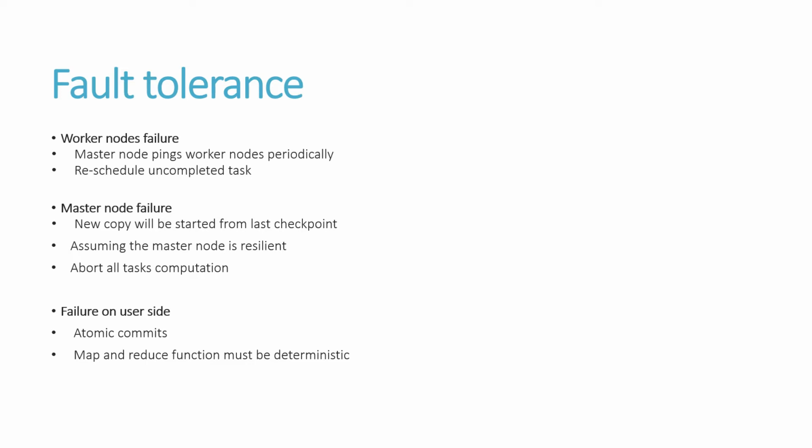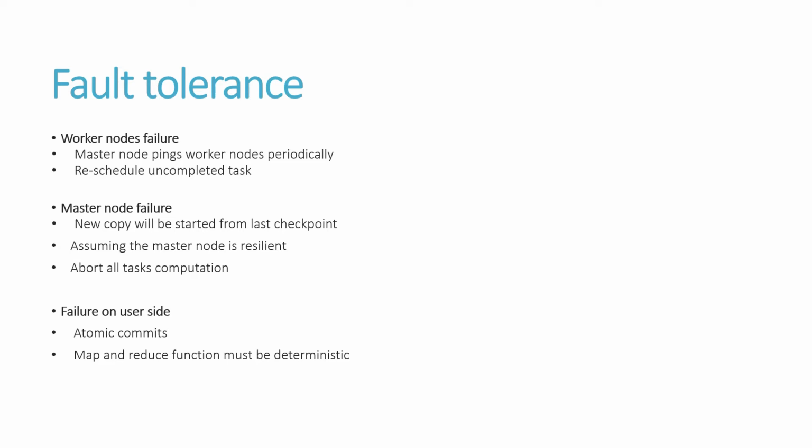As there is only one master node, we assume and hope the failure of the master node is unlikely to happen. A way to reduce the chance of this is to perhaps ensure the hardware is the best quality and resilient. But suppose the master did fail. A new copy will be started from the last checkpoint. Because the map and reduce functions are provided by the user, in order to maintain fault tolerance, the user-provided functions must be deterministic or atomic commits.